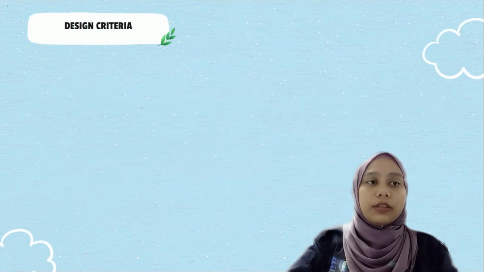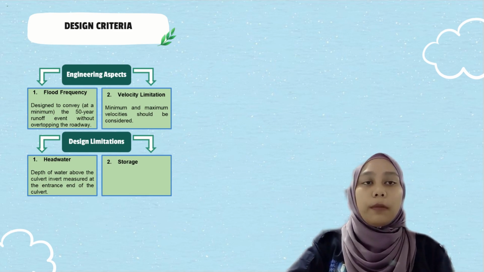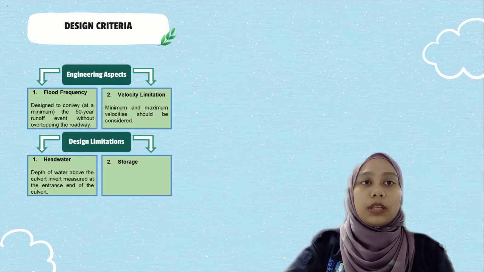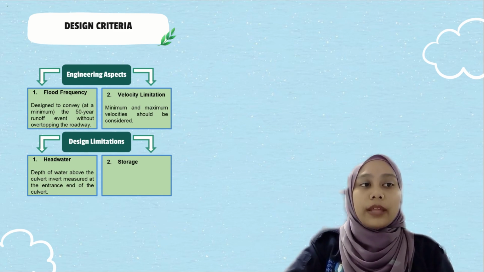Next, I will continue about the design criteria. From the engineering aspect, the flat frequency culvert shall be designed to convey a minimum 50-year run-off event without overtopping the roadway. Next is the velocity limitation. The minimum and maximum velocity should be considered when designing a culvert. The maximum velocity should not exceed the culvert manufacturer's recommendation, and the maximum velocity should be consistent with channel stability requirements at the culvert outlet.